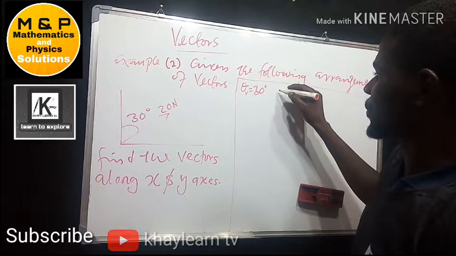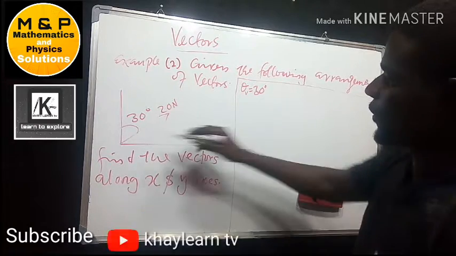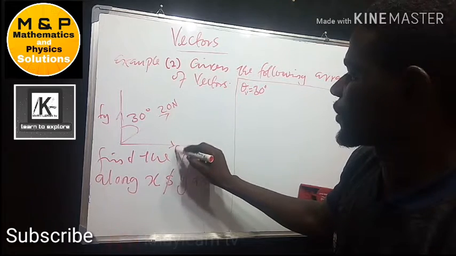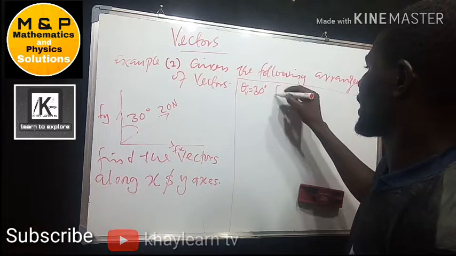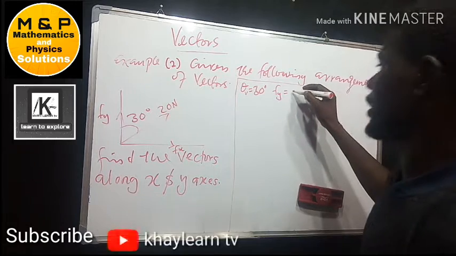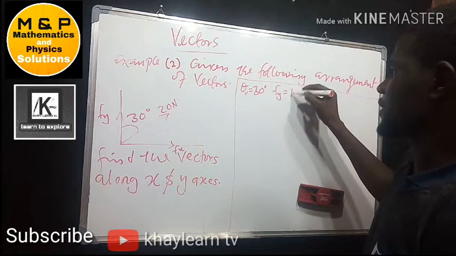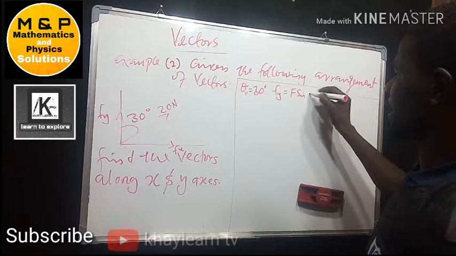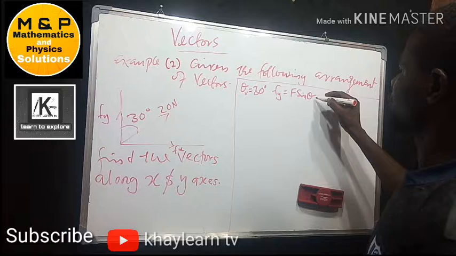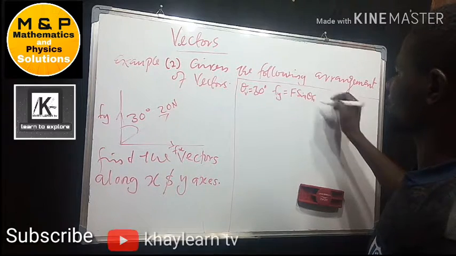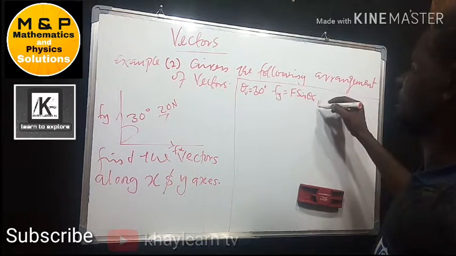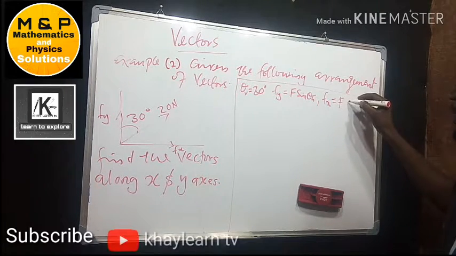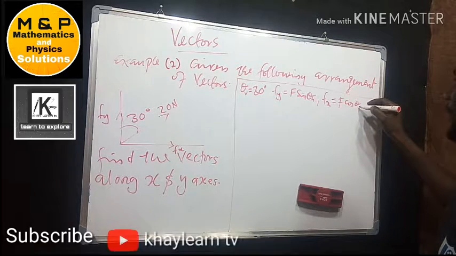Firstly, we have our components like this: F of y and F of x here. Our F of y is F sine theta, and the theta is to the horizontal. And the horizontal component, F of x, is F cos theta, with theta to the horizontal.